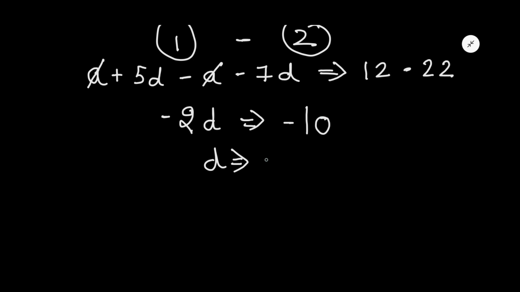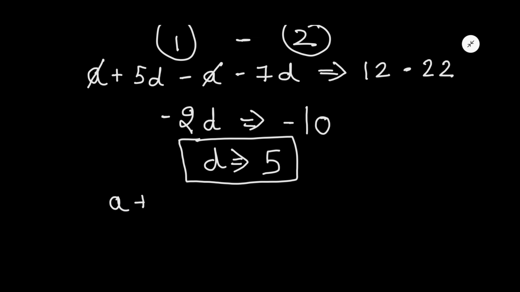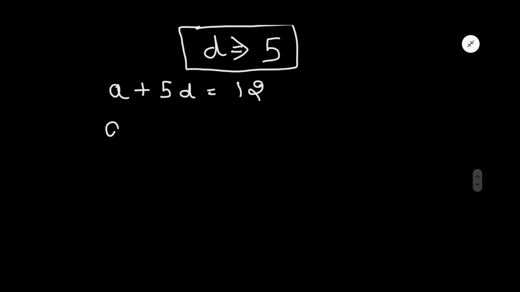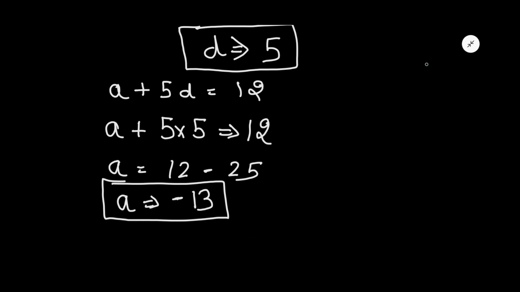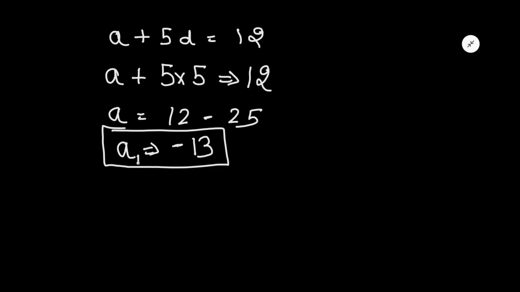So our d is equal to 5. We will put d is equal to 5 in any of the equations. We will put d is equal to 5 in the first equation, which is a plus 5d is equal to 12. The value of d we calculated is 5. So the value of a is 12 minus 25, which is minus 13. So we found our first term, which is minus 13.